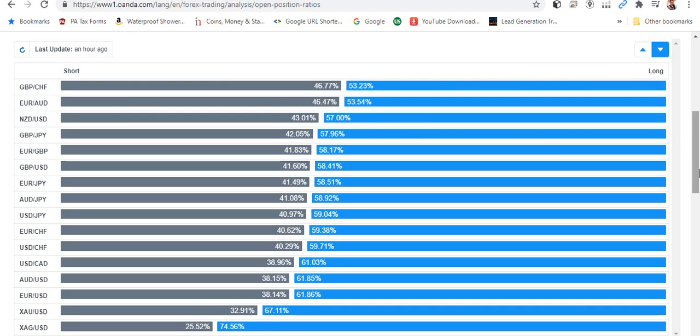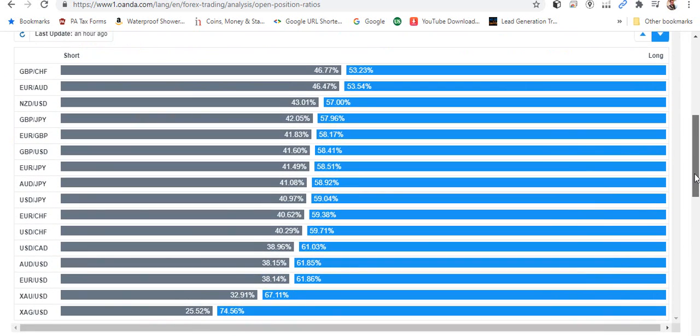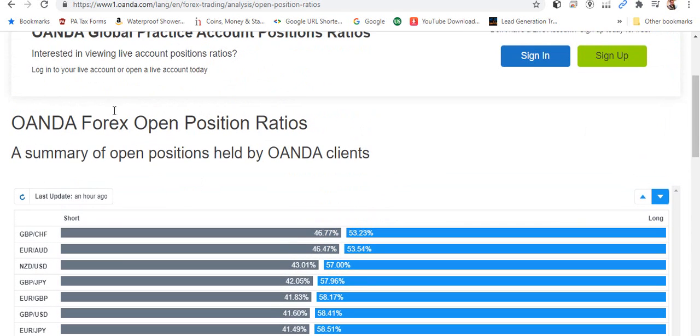All right, so let's look at a few things. I want you to look at these ratios. From this side, it is short. This side is long. Brokers list their open position ratios. Now, let me quickly explain this.